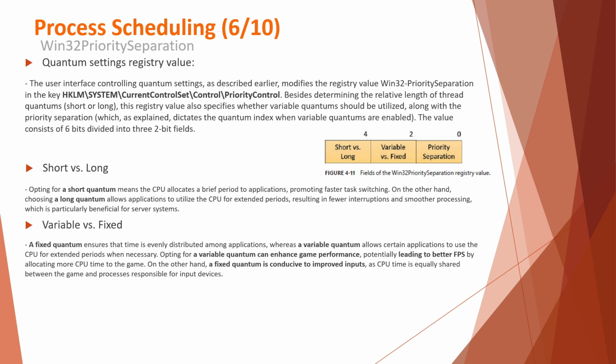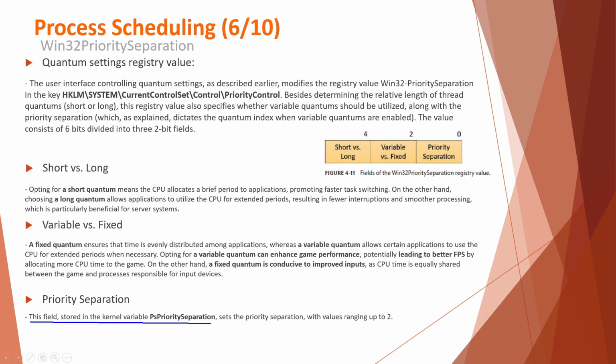And the priority separation field is stored in the kernel variable PsPrioritySeparation, which sets the priority separation, with values ranging up to 2.